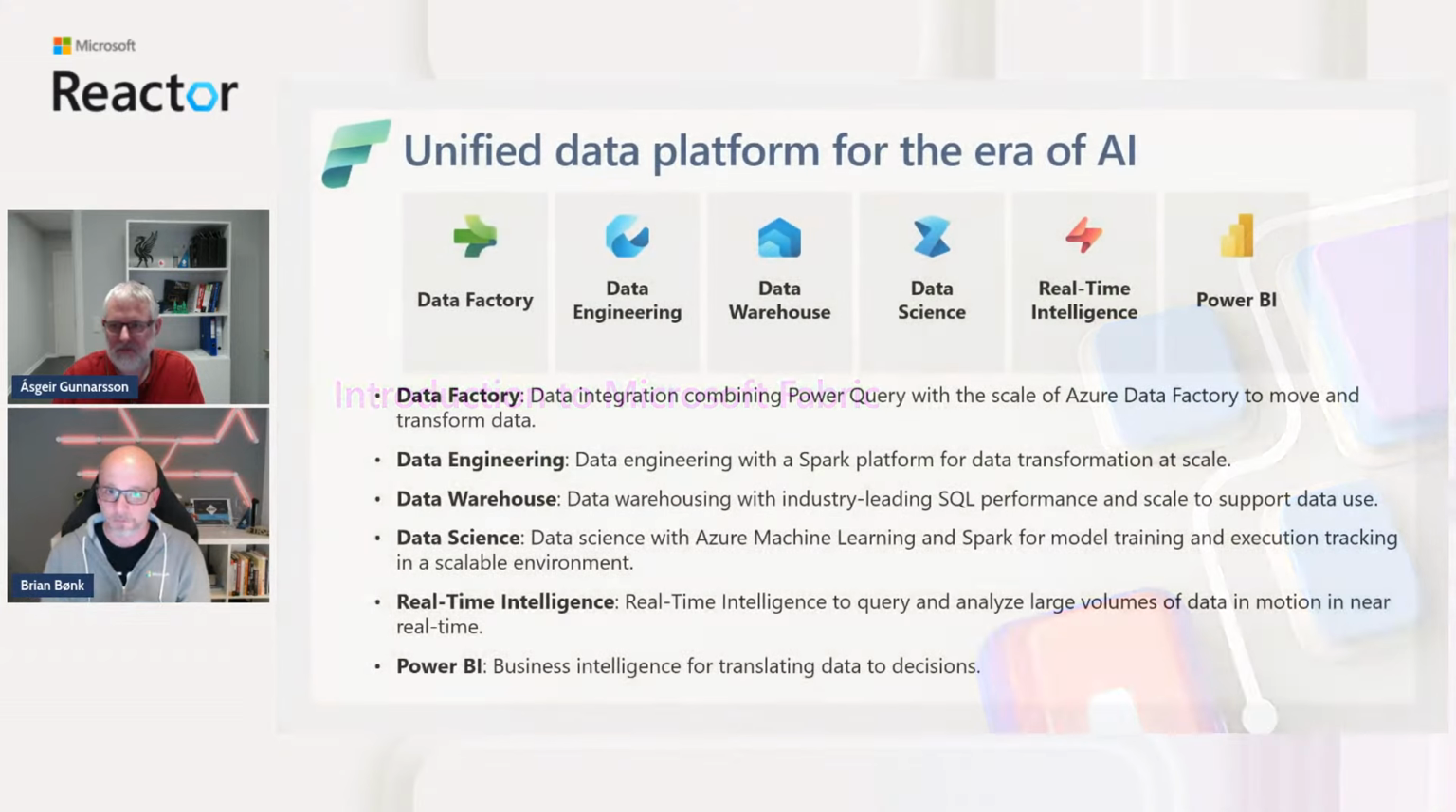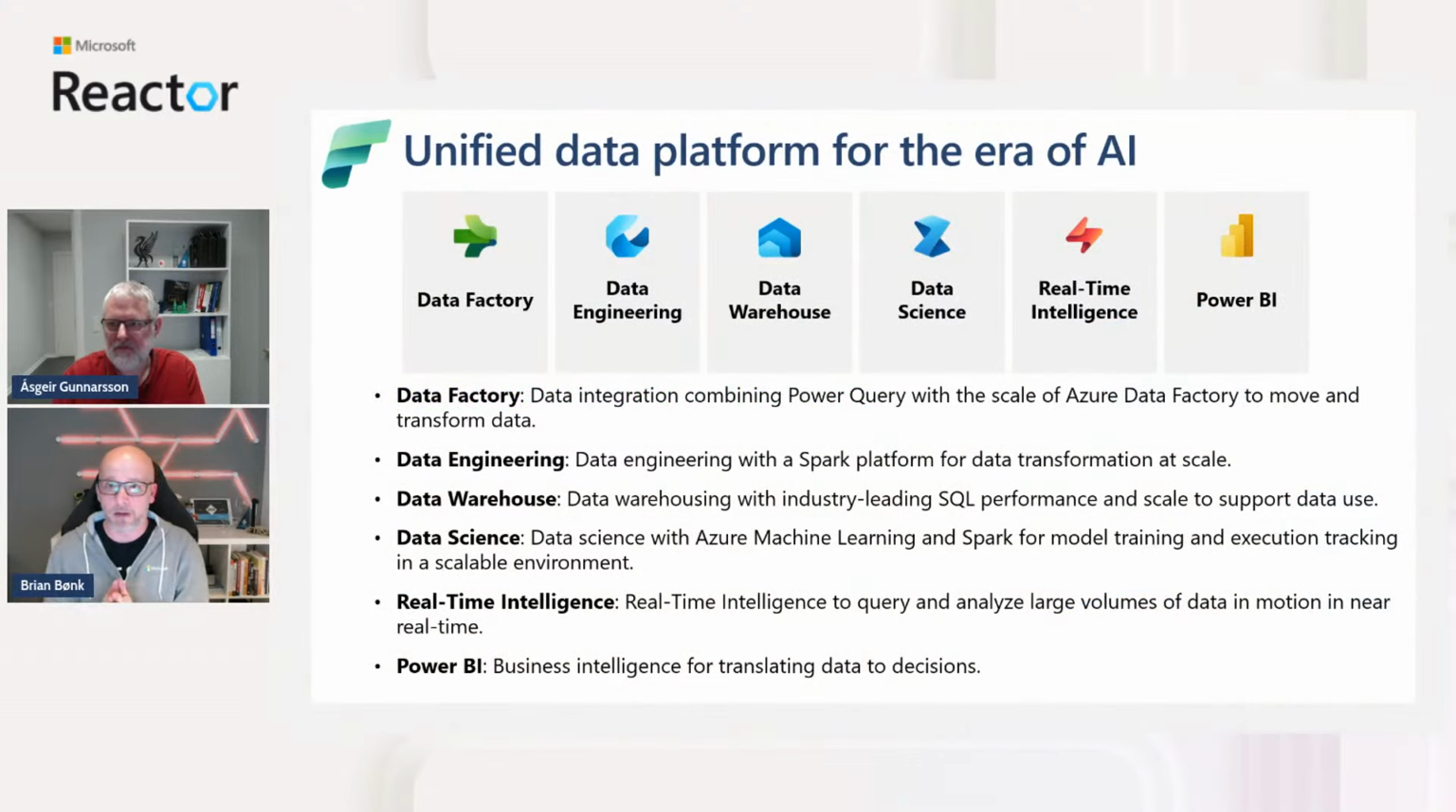But first of all, in Fabric, you now get these 6 pillars. A few months back, these 6 pillars would have looked different, but as of Microsoft Ignite, these were changed, and now we have Data Factory, data engineering, warehousing, data science, real-time intelligence, and Power BI. Power BI has always been a part of Fabric and will always be, I guess. But Data Factory is your way to integrate data, combining both Power Query and Data Factory to move and transform all your data.